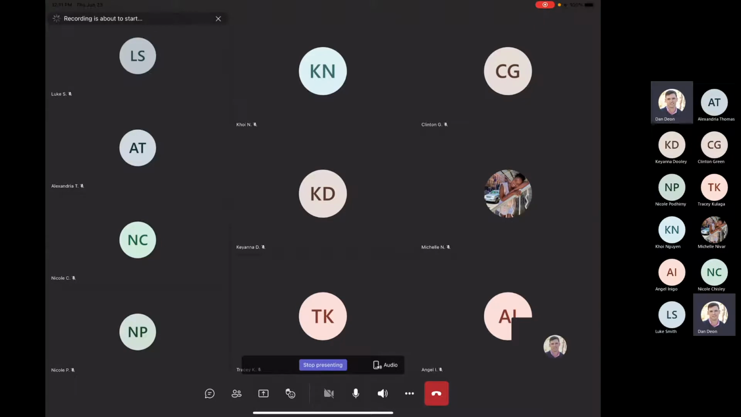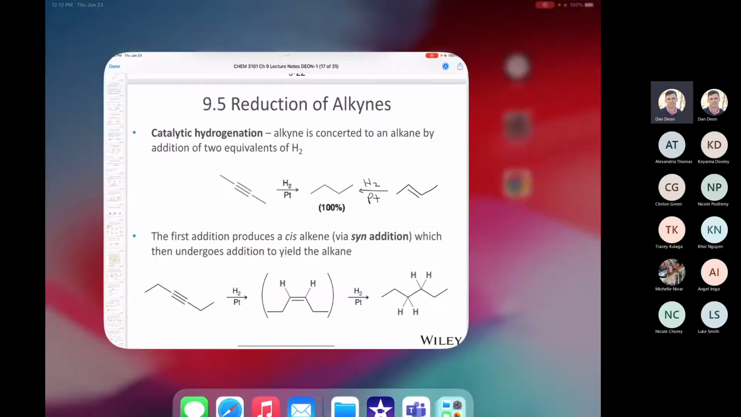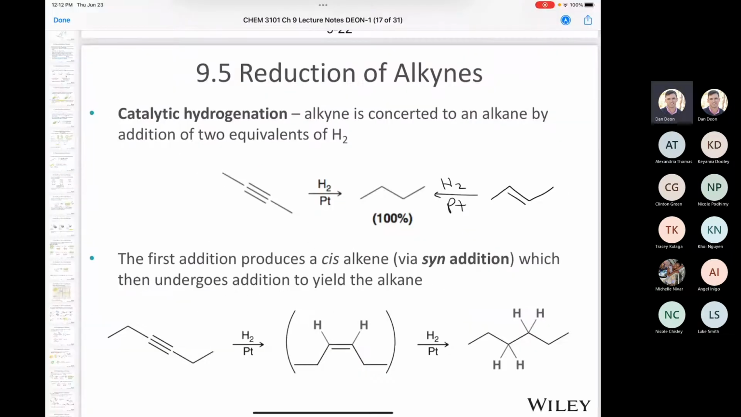Section 9.5. Okay, let's start up here again with section 9.5.